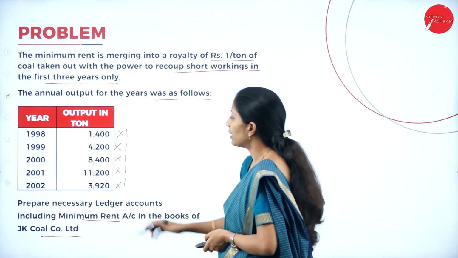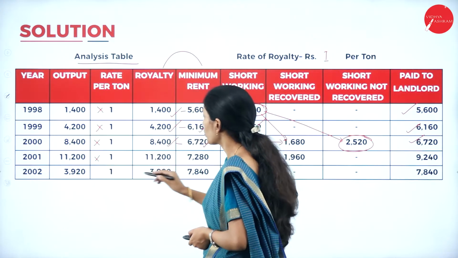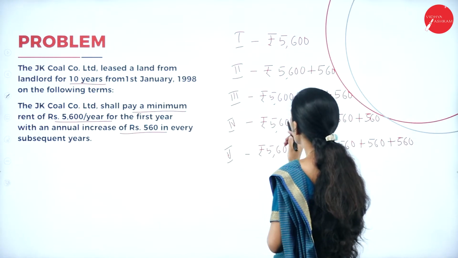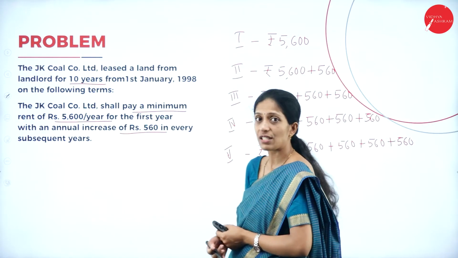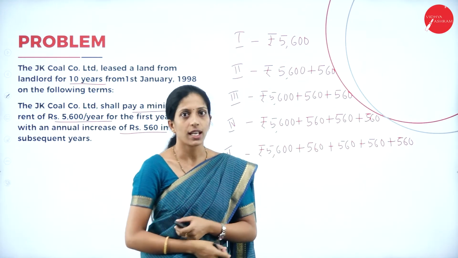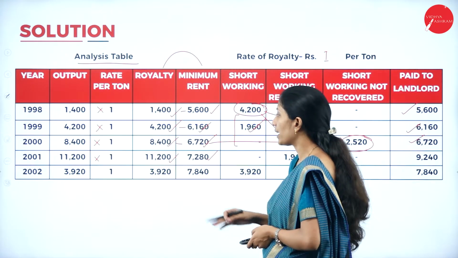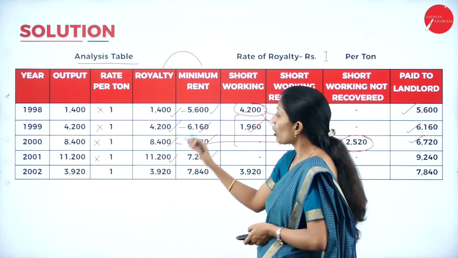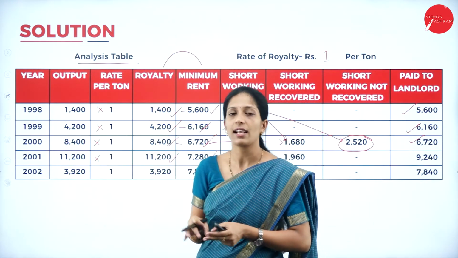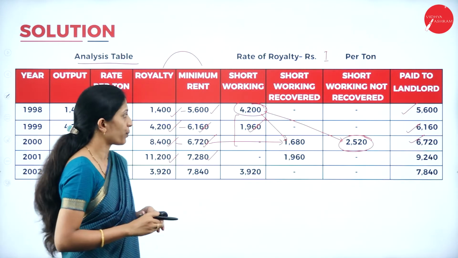Next, 2001, 11,200 into 1. So 11,200 into 1, it is 11,200. But what is the minimum rent? Minimum rent is 5,600 plus 560 plus 560 plus 560. So what is the minimum rent then? That is 7,280. Here also royalty is greater than minimum rent, so we have an excess amount and we can recover the short workings.